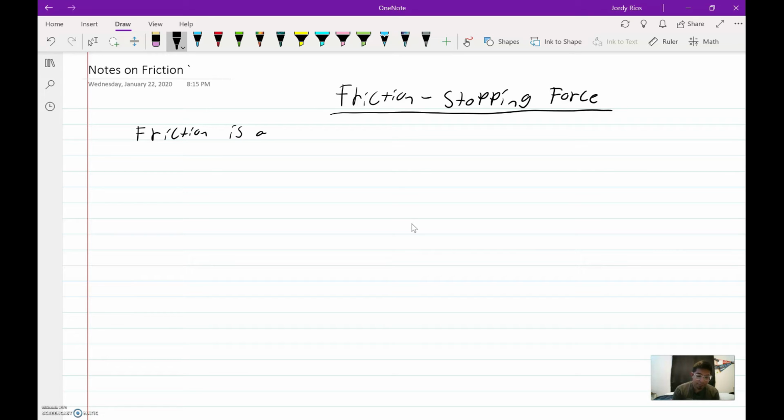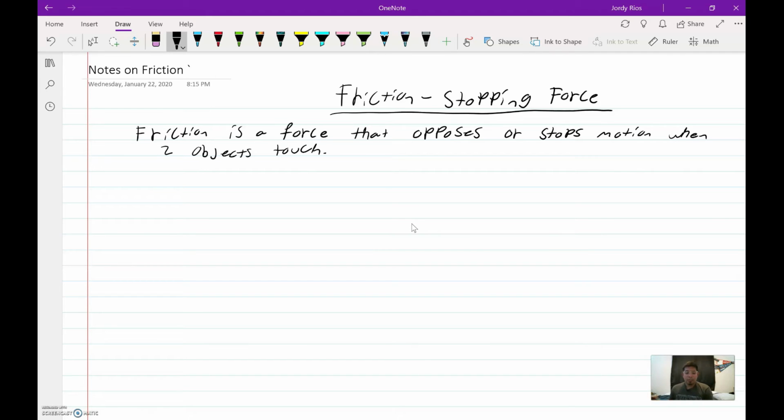Friction is a force that opposes or stops motion when two objects touch.